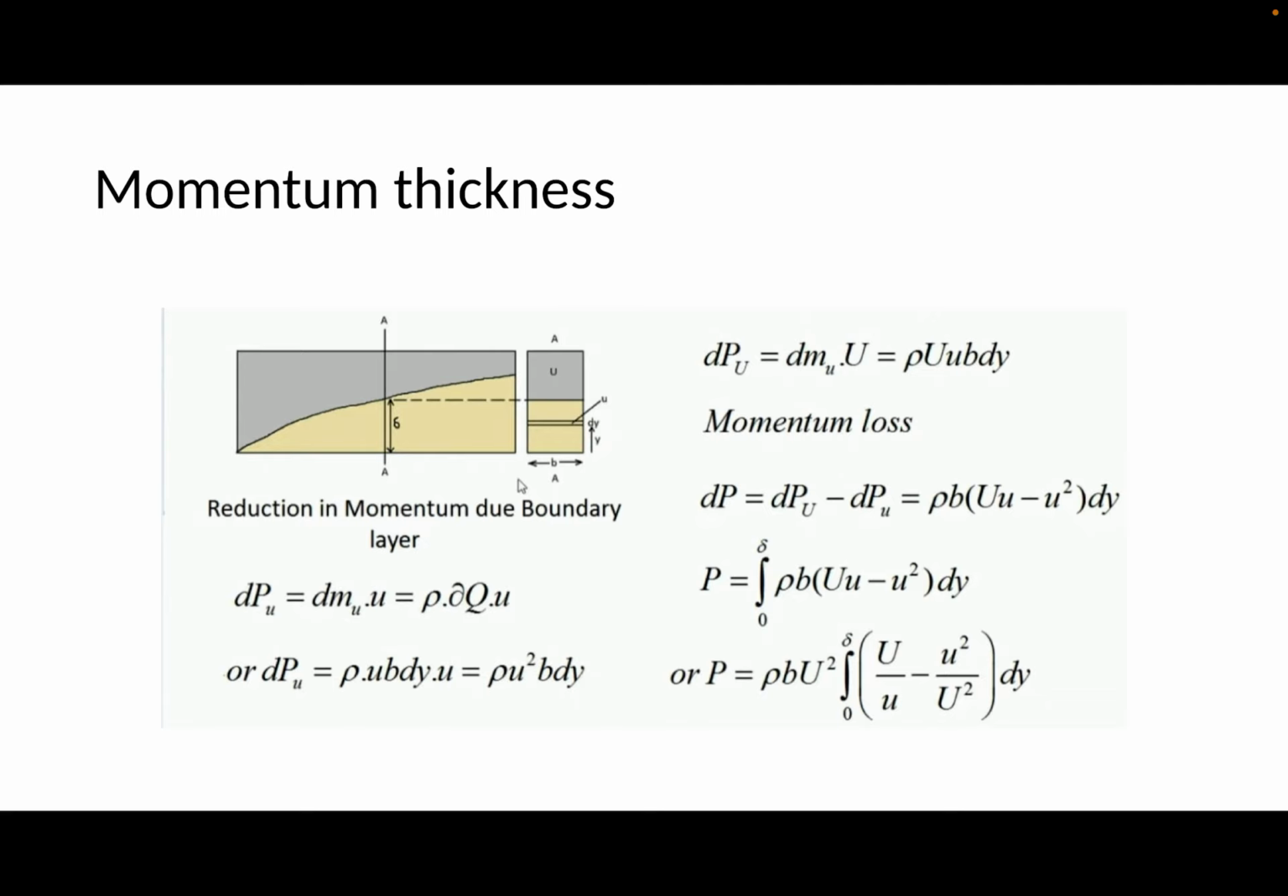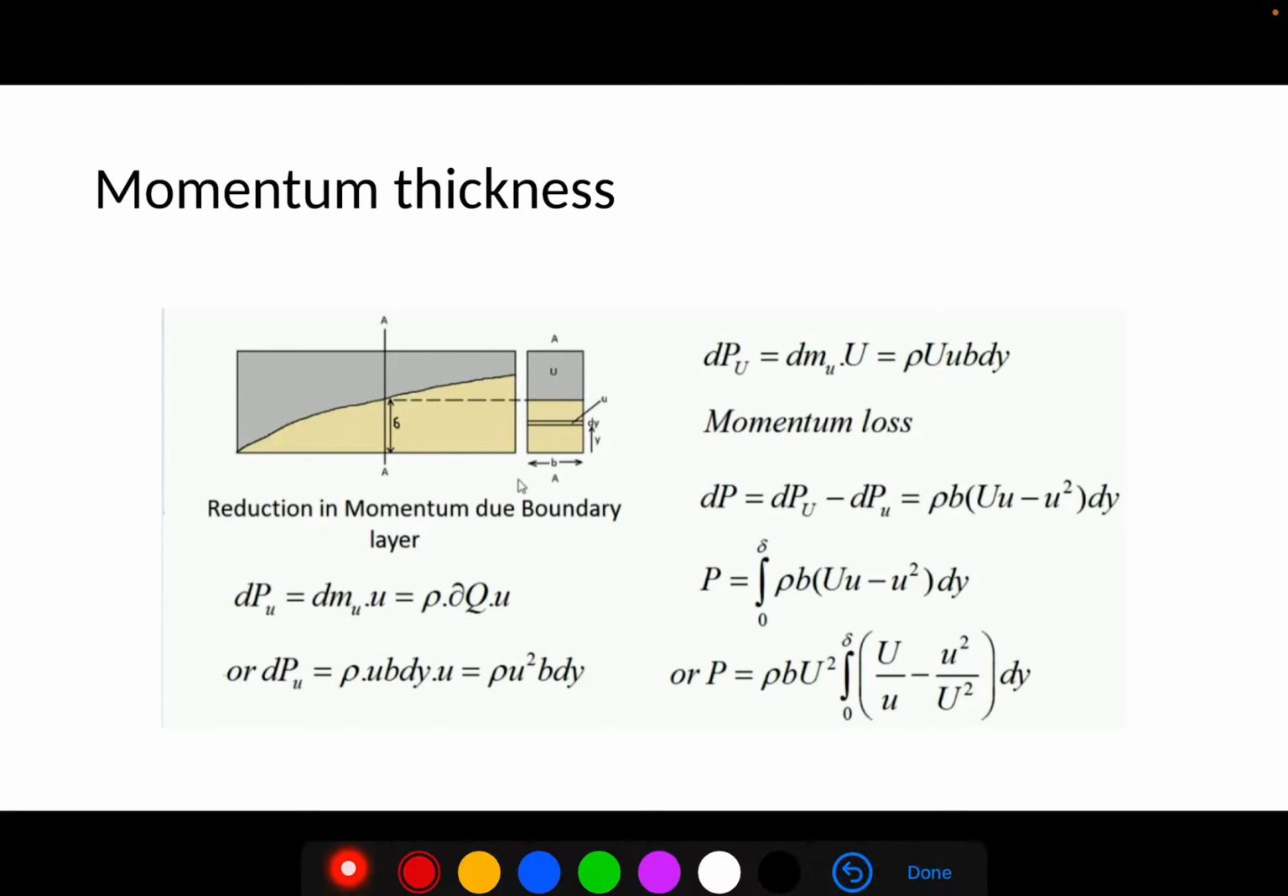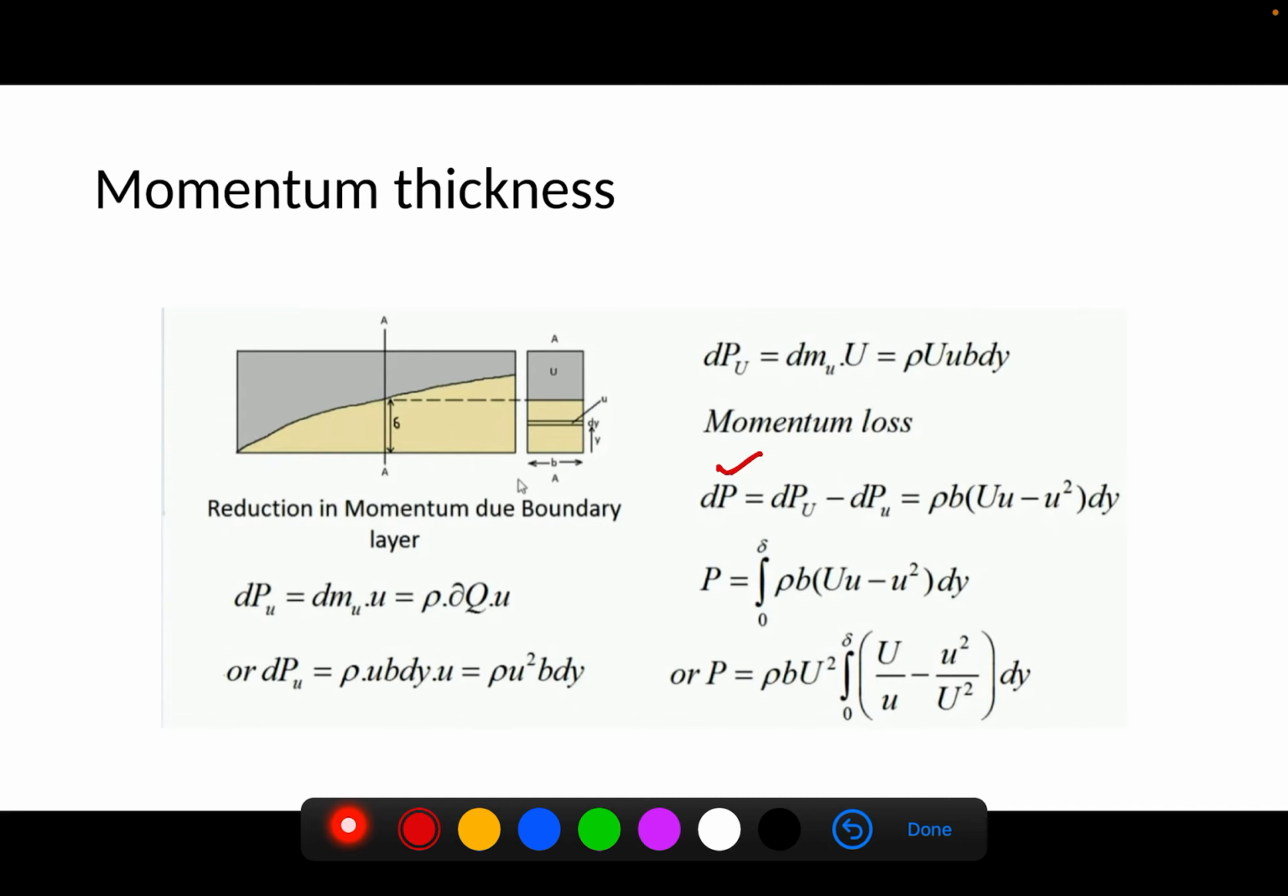And what is the difference? The difference is nothing but dp minus dp, which is equal to rho b u into (U minus u) dy. Okay, if you integrate it, because this is for a small length dy, from 0 to delta, you will get the total change across the layer. Here we take U square outside, so u by U minus u square by capital U square will come.